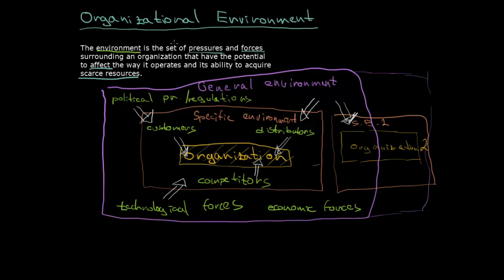So let's conclude what we have talked about. The environment is the set of pressures and forces. It is a set, and you can see we can write down an unlimited amount of these pressures and forces surrounding an organization that have the potential to affect. This will be quite important in our next videos, that they have just potential to affect the way it operates, because the organization can in fact do something about it, and maybe it doesn't get affected so much. So hopefully this video was useful for you and gave you the necessary intuition.